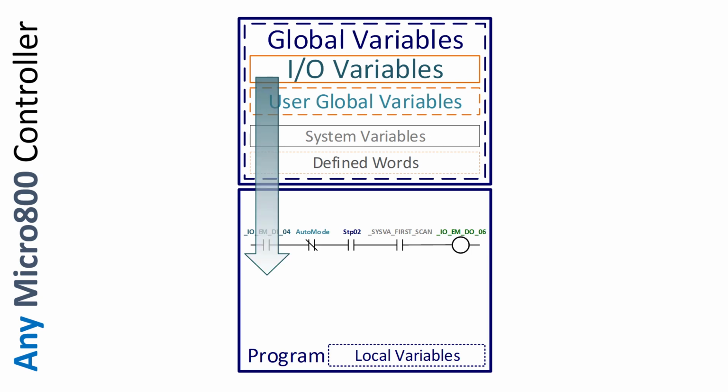Let's take the first one. The first instruction, direct contact, true if on, reads the state, the on-off state of a memory location that it is addressing. If that bit in memory is on, then this instruction is true.